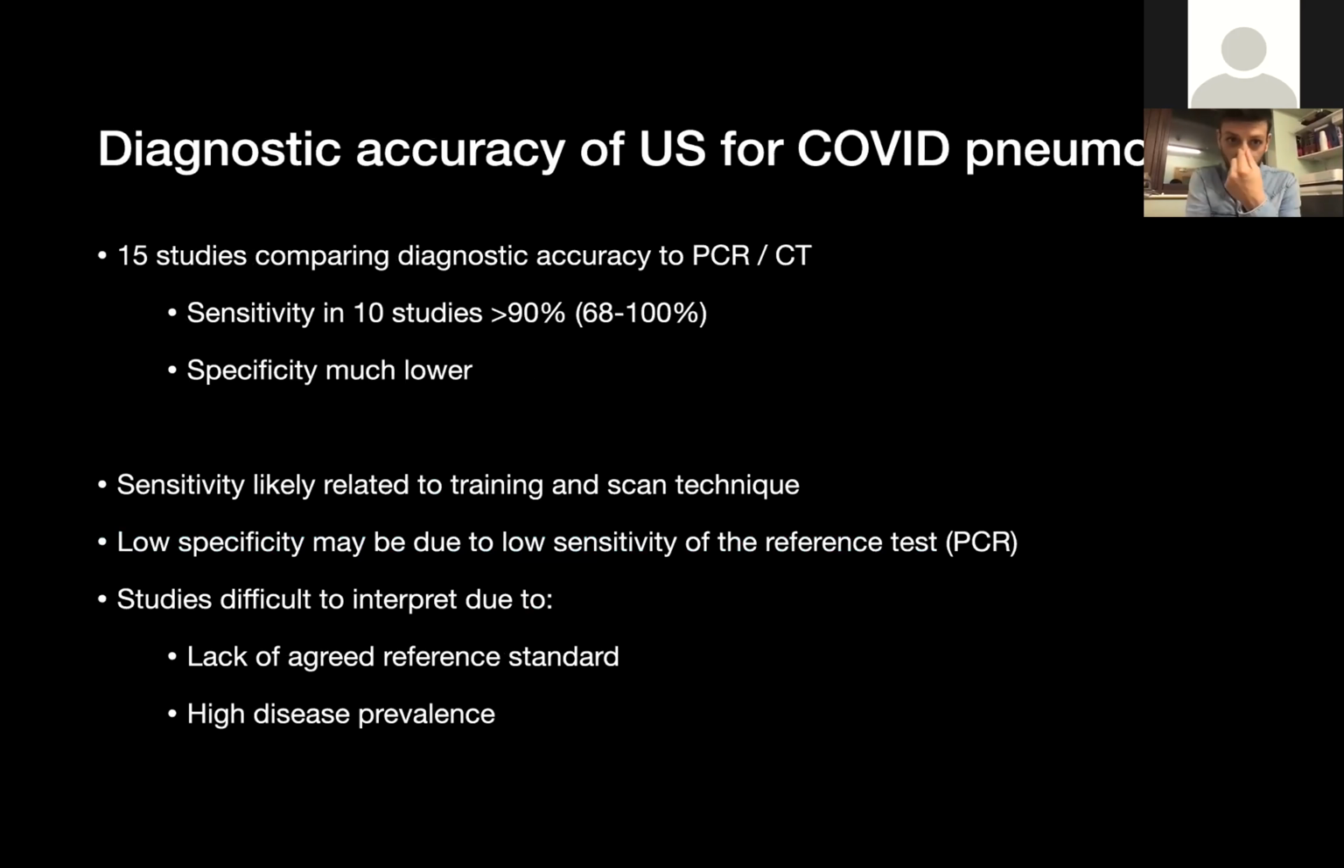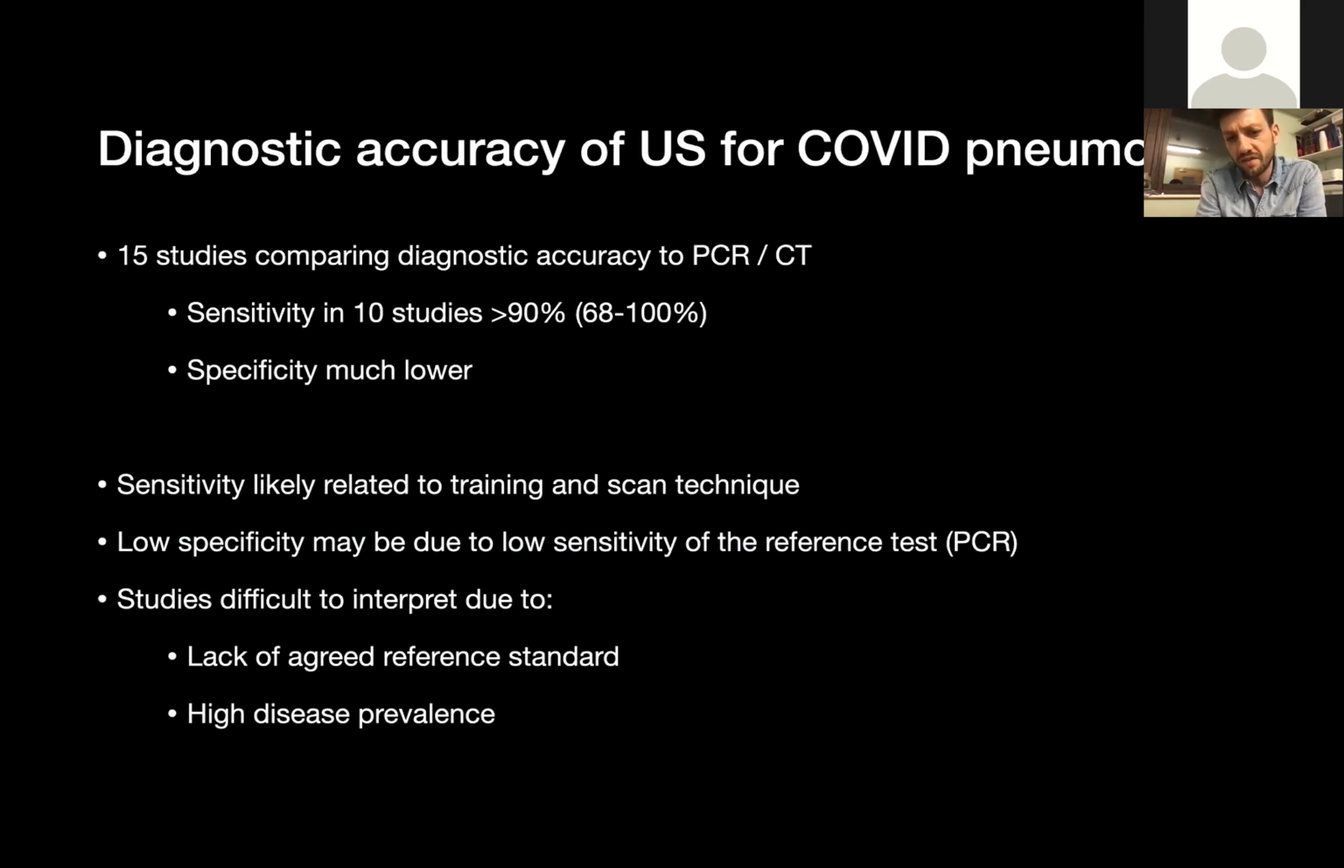So myself and Michael have done a fair bit of work on looking at the literature. And at the moment, there are 15 reasonable studies looking at diagnostic accuracy, comparing lung ultrasound to PCR or CT. There are some studies looking at a final clinical diagnosis. And in the majority of these studies, what we've seen is a very high sensitivity, more than 90% sensitive in 10 of the 15 studies, but a much lower specificity.